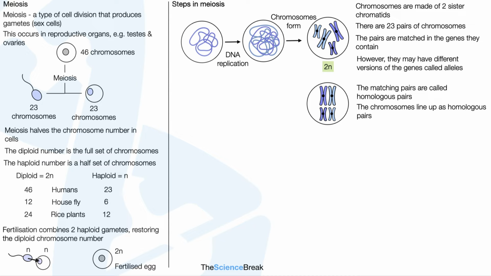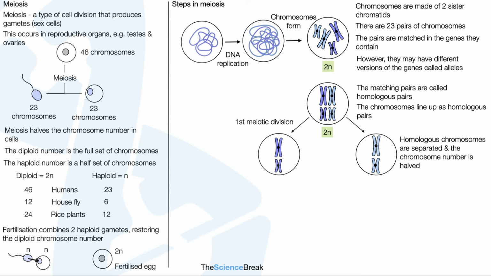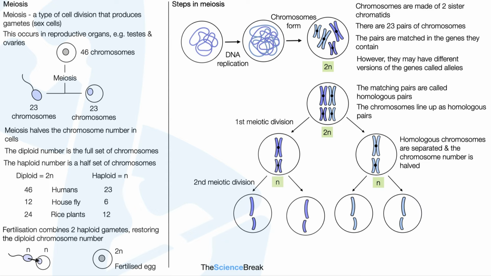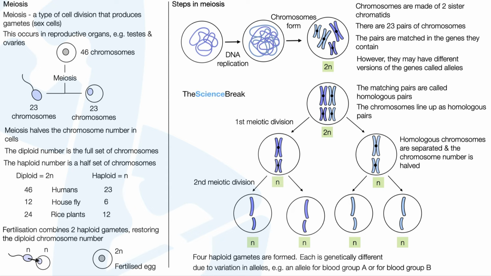The chromosomes line up as homologous pairs. We still have a diploid number or 2n number of chromosomes. We then have the first meiotic division. Homologous chromosomes are separated and the chromosome number is halved. So now each cell has an n number of chromosomes. We then have the second meiotic division. Each cell has a haploid number of chromosomes. 4 haploid gametes are formed, each genetically different due to the variation in alleles.